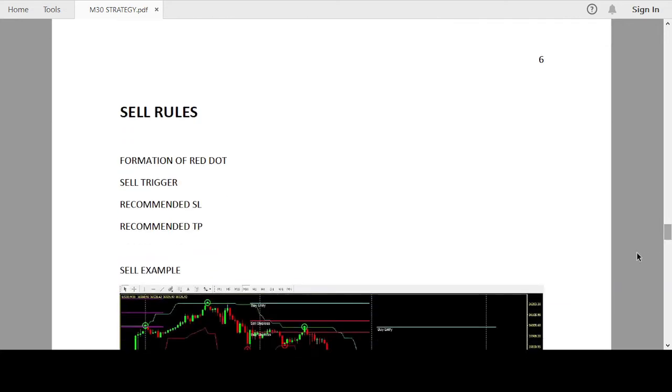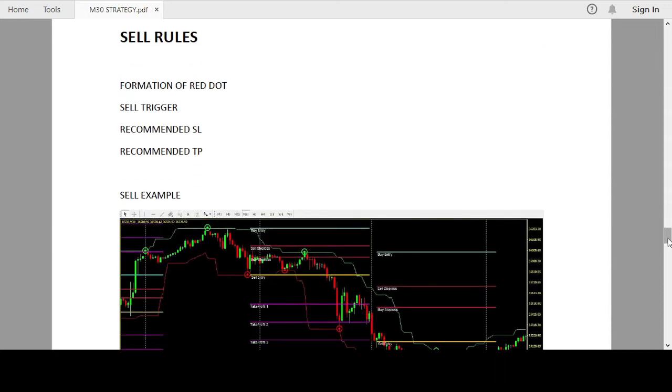And let's look at the sell rules. Now the sell rules are the exact same thing, but in the opposite. The first thing in order for us to sell is we need to see the formation of a red dot, and then the sell price level must be reached, and then we can use the stop losses and the recommended take profits that the system gives us.